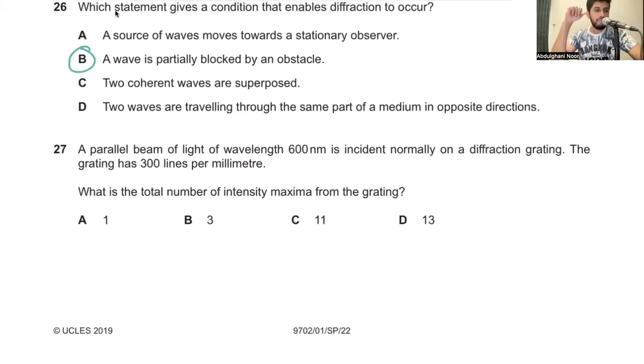Moving on to 27. Question 27 says a parallel beam of light of wavelength 600 nanometers is incident normally on a diffraction grating. The grating has 300 lines per millimeter. If it has 300 lines per millimeter, how many lines will it have in 1 meter? Do we divide by 1000 or multiply by 1000? Something that causes confusion. Will we multiply or divide?